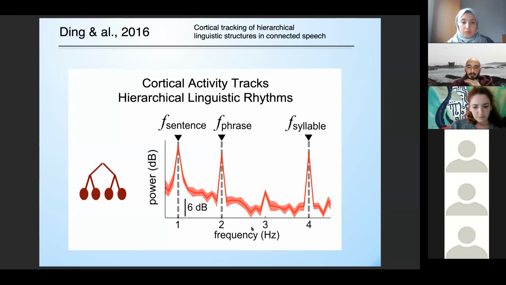Okay. So again, this is a schema of the linguistic structure of your stimulus, and that's what they found. One power peak at 1 hertz. So this is due to a cortical activity tracking the sentences. Another peak at 2 hertz, cortical activity tracking the phrases, and a peak at 4 hertz tracking the syllables presentation. But the signal only included overt physical information, acoustic information about this level and not about these two levels. So this must be something reflecting structure building in our brain. Okay.